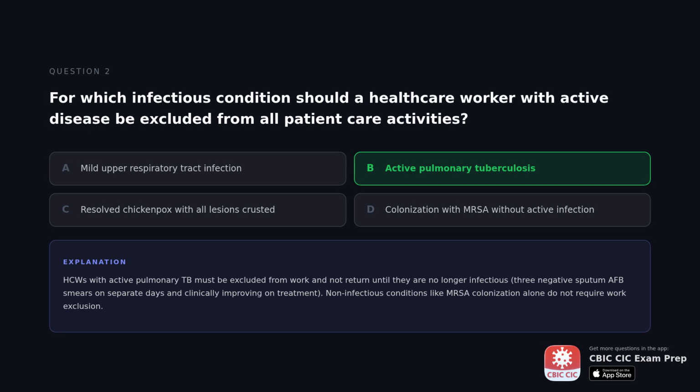The correct answer is active pulmonary tuberculosis. HCWs with active pulmonary TB must be excluded from work and not return until they are no longer infectious: negative sputum AFB smears on 3 separate days and clinically improving on treatment. Non-infectious conditions like MRSA colonization alone do not require work exclusion.